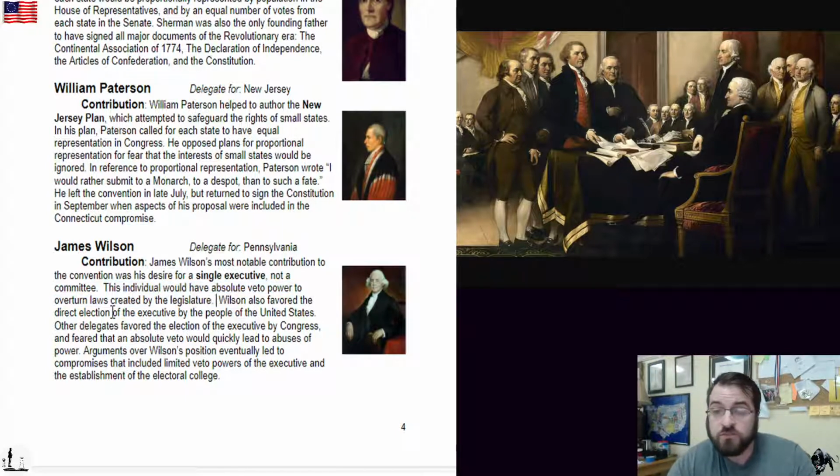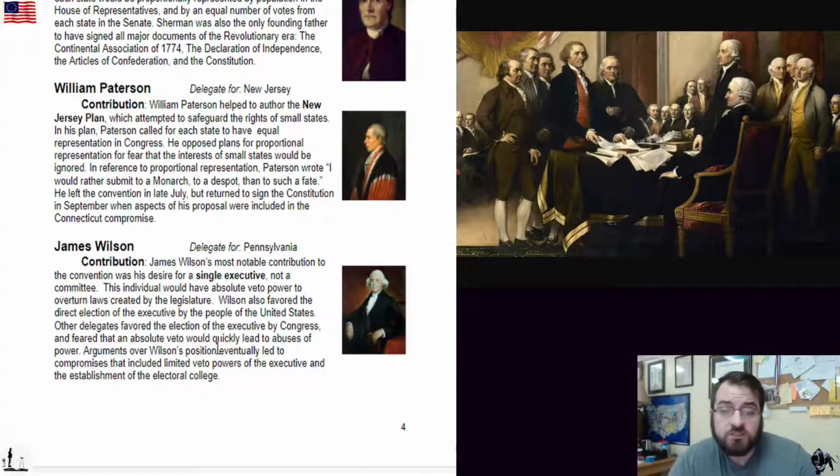Wilson also favored the direct election of the executive by the people of the United States. So he wanted a popular vote for the president. That is not what we have. Other delegates favored the election of the executive by Congress. So we, the people, would elect Congress, and Congress would then choose the president. They also feared that an absolute veto, something that Wilson wanted, would quickly lead to abuses of power. Oh, well, I'm the president. I don't like that law. I'll just delete it.